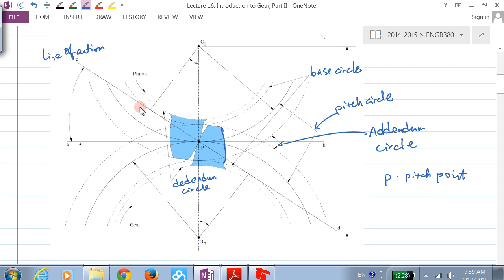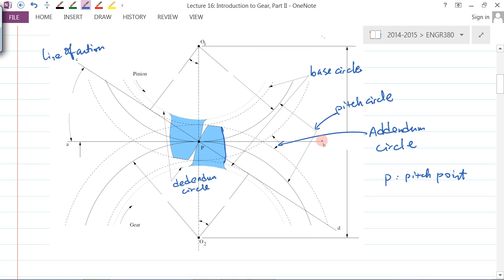There is an angle between the line of action and the horizontal line here. The horizontal line is basically the tangent line between the two pitch circles. The angle between these two is called phi. It's called the pressure angle. Pressure angle in gears is generally 20 degrees or 25, or there's also 14.5 degrees. That's actually related to how the force, the direction of force, is applied from the pinion to the gear.